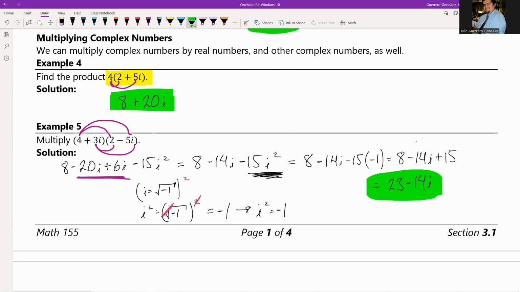So you get to treat these just like we did with polynomials way back in the day when I asked you to FOIL, maybe first or second week of class, right? We get to treat them just like that. Exactly, just like that. Okay?